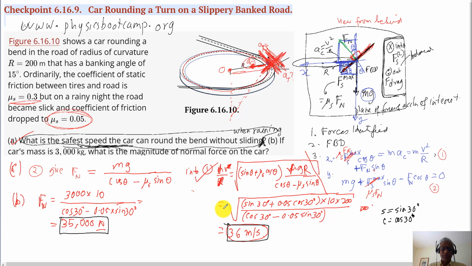Actually, another way would have been to just do the Fn here, and then plug Fn here and solve for v. That would probably be less work computationally because a lot of this got repeated when you do it this way.